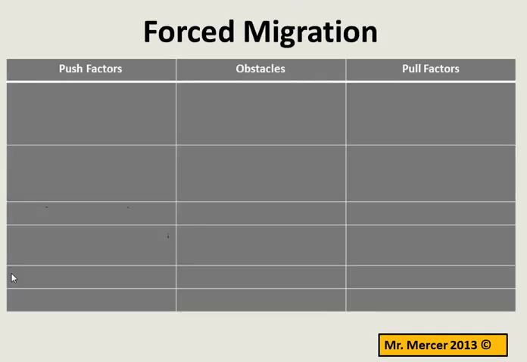Lastly, forced migration. We've dealt with voluntary migration between countries, Mexico, USA, or UK, Australia, and we've dealt with voluntary migration within a country. That was China. Now we're looking at forced migration. This is very straightforward, really.